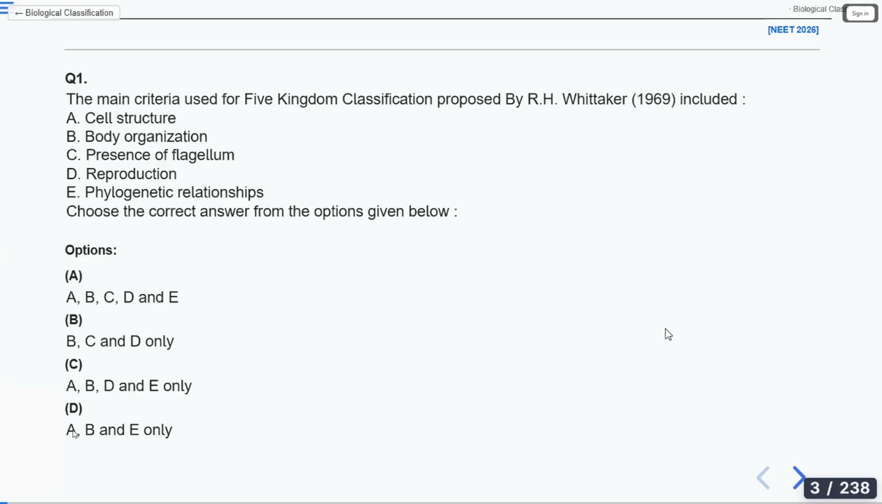So choose the correct answer fast. Let us see who is answering nicely. Okay, A is the correct answer. C, then again A. C is the correct one. Okay.